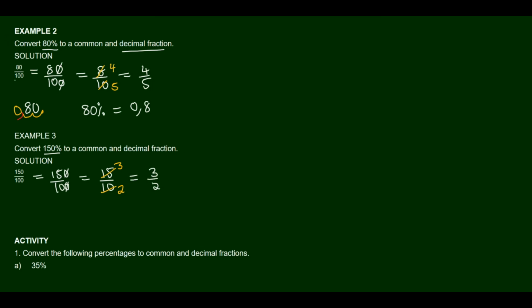Okay, this is an improper fraction. You can write it as a mixed number. 2 into 3 is 1, and then remainder 1. So it's going to be 1 and 1/2.